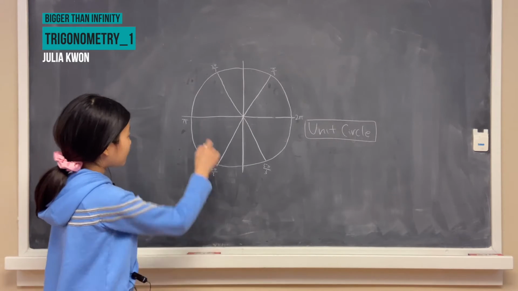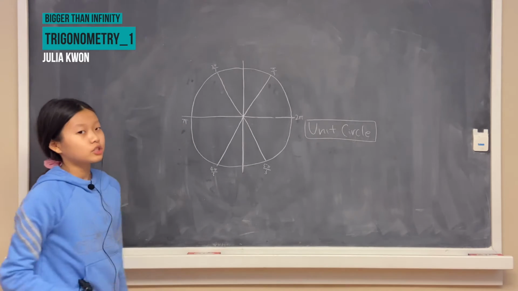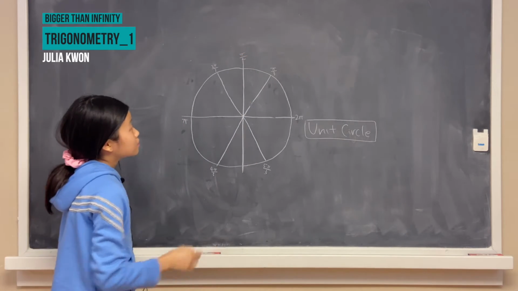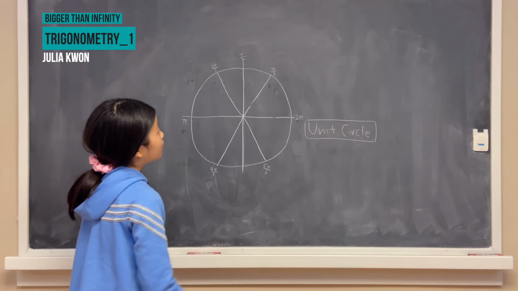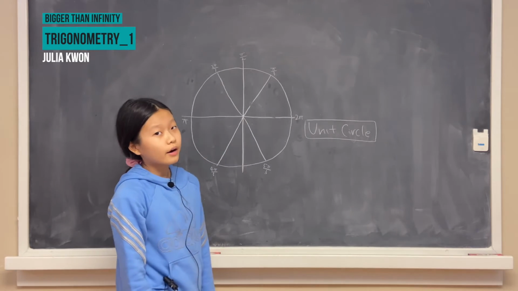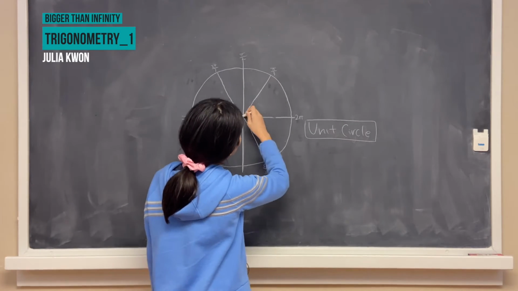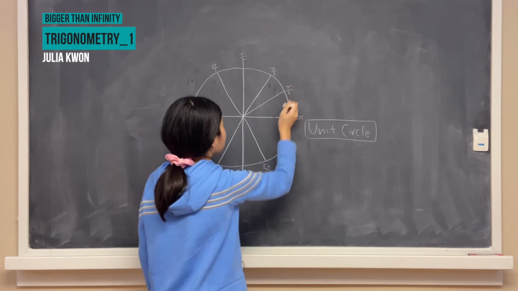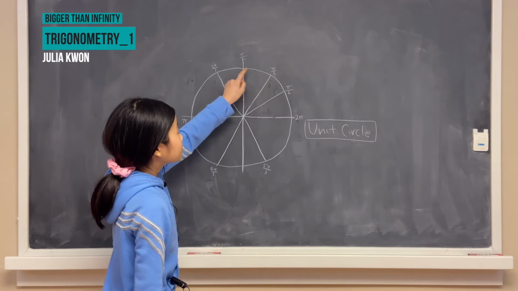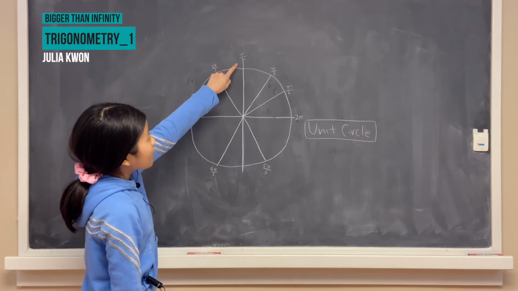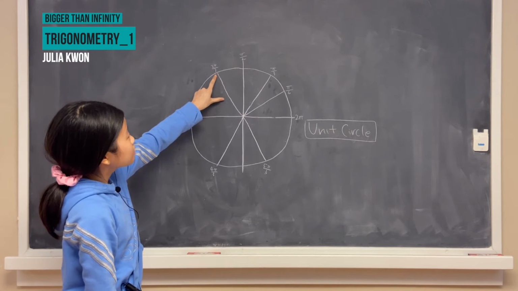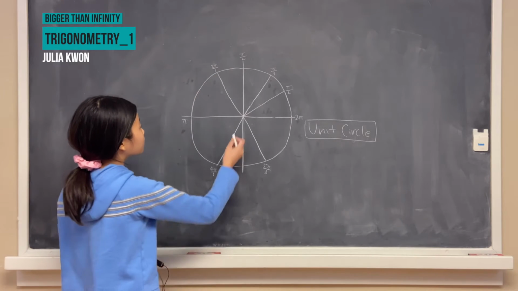Now if we were to divide pi into 2 parts, then we would have pi over 2 on the top here. And then if we were to divide pi over 2 into 3 parts, then we would have pi over 6 here. And so pi over 6, 2 pi over 6, which is pi over 3, 3 pi over 6, which is pi over 2, and 4 pi over 6, which is 2 pi over 3.